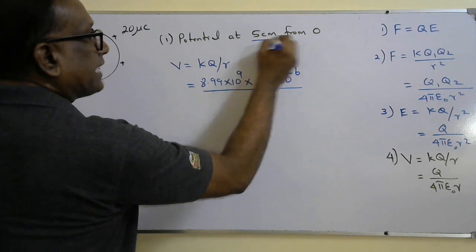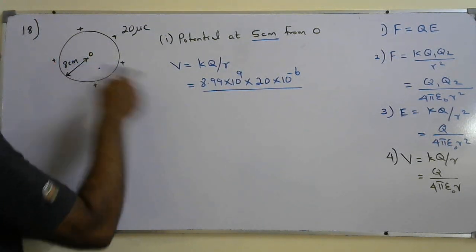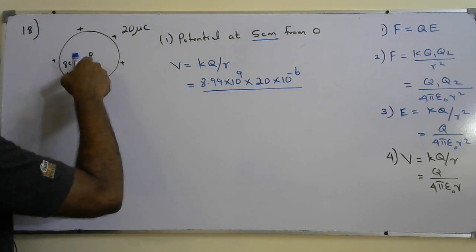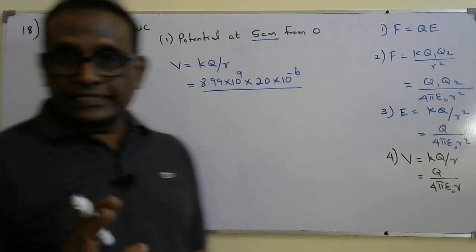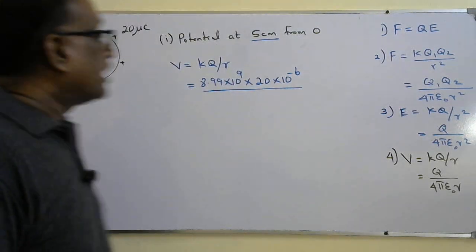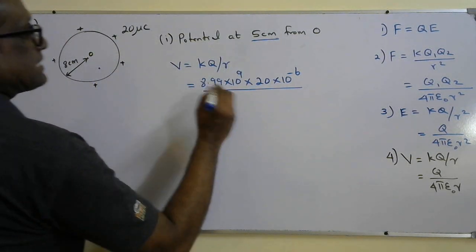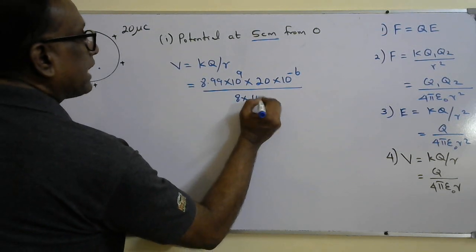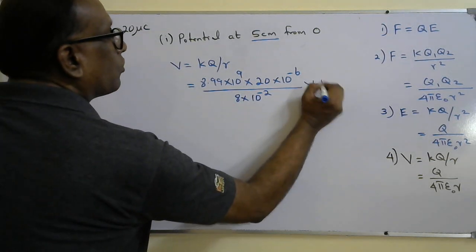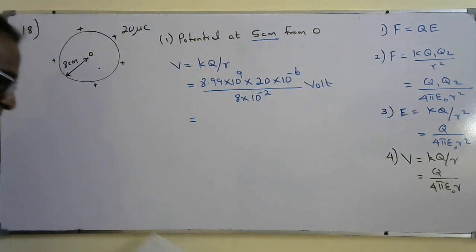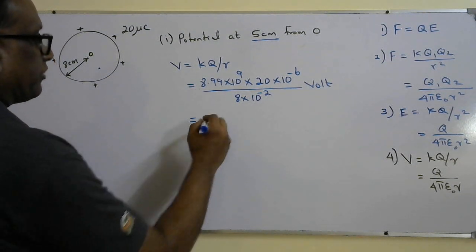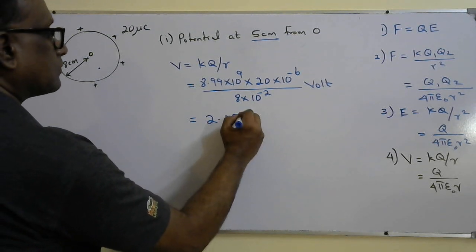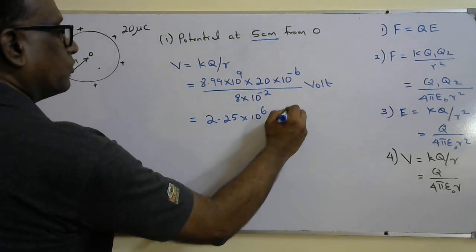The question is at 5 centimeter, but I can't substitute 5 here because inside the metal sphere the potential is the same as on its surface. So I should substitute 8 centimeter, that is 8 × 10^-2. Solve it, and you will get the answer, 2.25 × 10^6 volt.